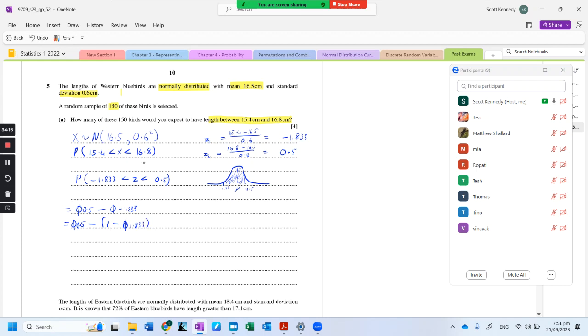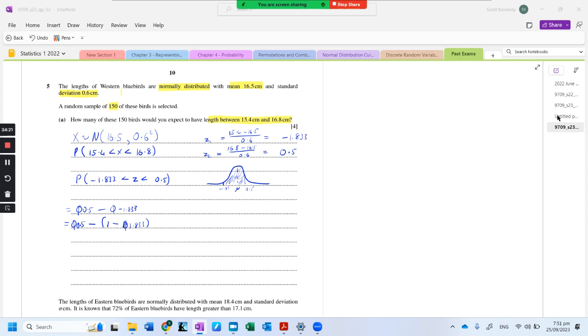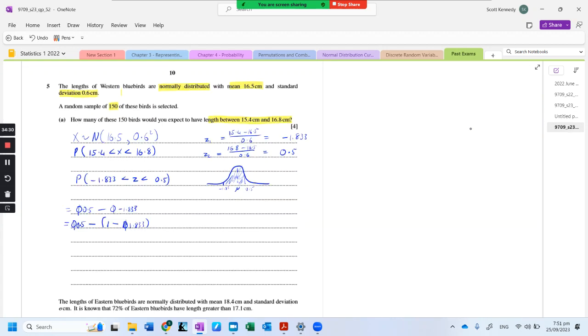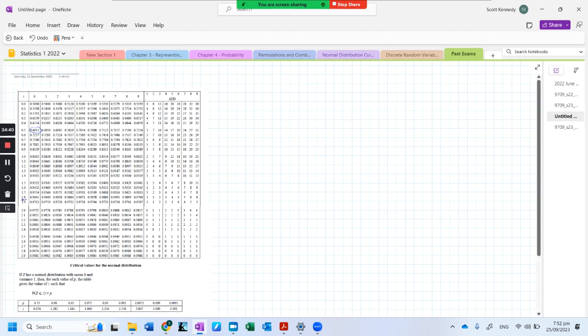Okay, now we do a bit of a lookup. Now how do I do this? Phi 0.5 is this one here, 0.6915. Take away 1 minus phi 1.833. So we go back here, this is 1.8. 1.83 is that one there, and then for the 3, we've got to add 2 to the last one. So 0.9666.